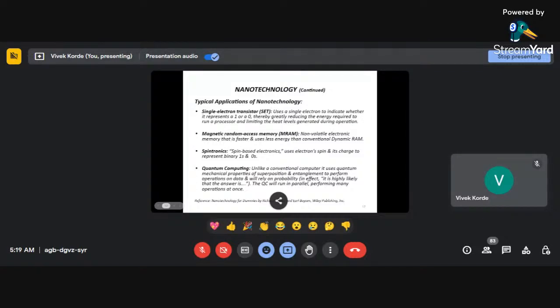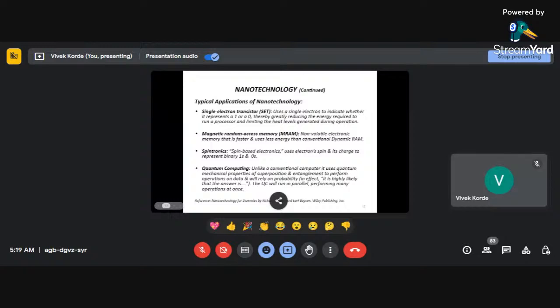Now, typical applications of nanotechnology: single electron transistors can also be prepared. Here a single electron is used to indicate whether it represents a 1 or a 0. That is electronic language, you can say digital language, thereby greatly reducing the energy required to run a processor and limiting the heat levels generated during operation. See here how smart these processors are becoming now. Due to the single electron transistor, we call it in brief SET. If we use such transistors, then it can process very nicely, and it can save the energy utilized by processors these days.